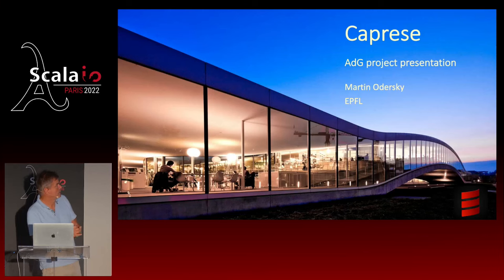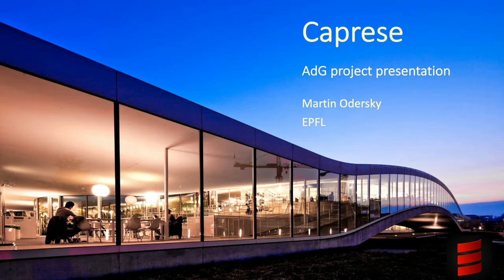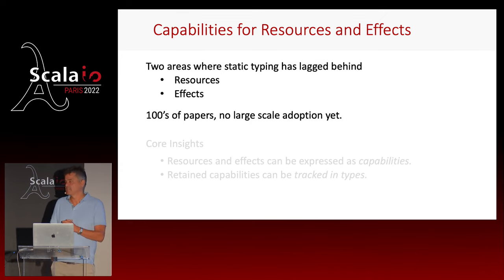So the project is called Caprese. That's part of EPFL, that's a so-called learning center. And Caprese is an acronym for capabilities for resources and effects. And in fact, that's two areas where static typing has lagged behind. There are hundreds, probably thousands of papers about resources and effects, mostly effects. It's been all over all programming conferences and things like that. But there's no large-scale adoption yet of any of these research things, and we'll see why that is, I think.